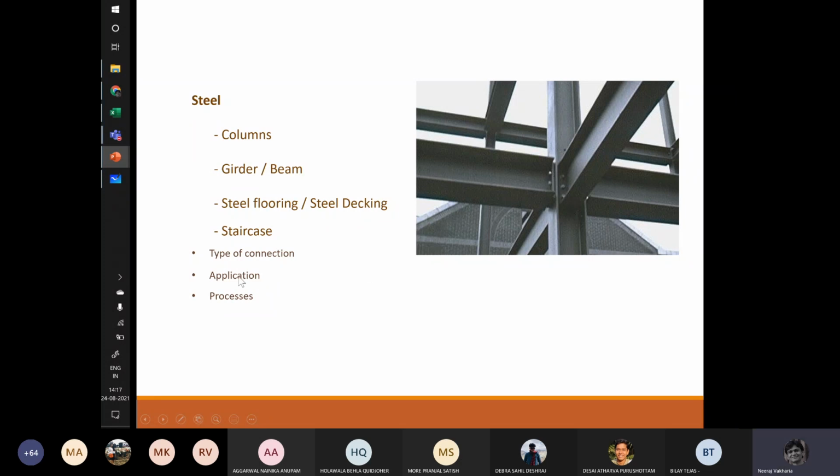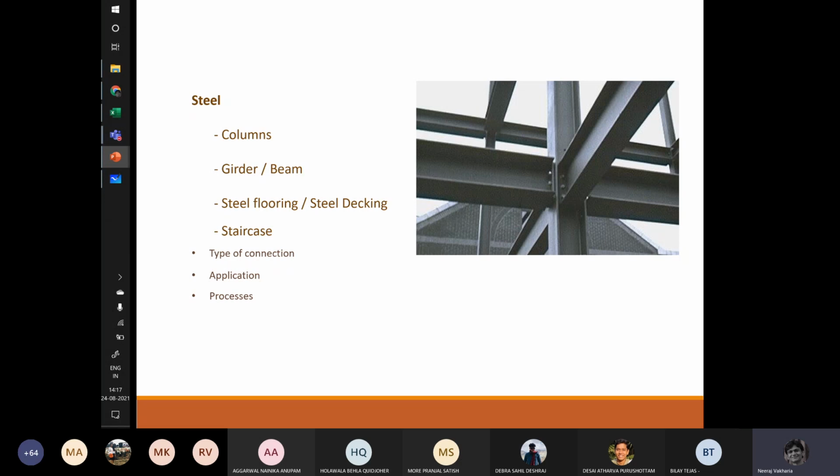Then application, where we are applying it. Is it for the beam? Is it for the column? Is it for the staircase? Because steel being the material, it is going to be the same everywhere. But how and where we apply it will change its costing, or maybe construction time or the labor work which is included. Okay. And then comes the processes.